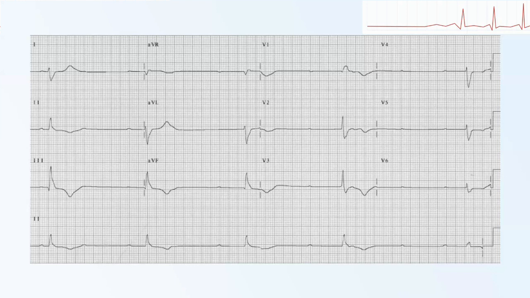What you can appreciate here is the wide QRSs. So the ventricle is setting its own pace, and the rhythm is arising from the ventricle.